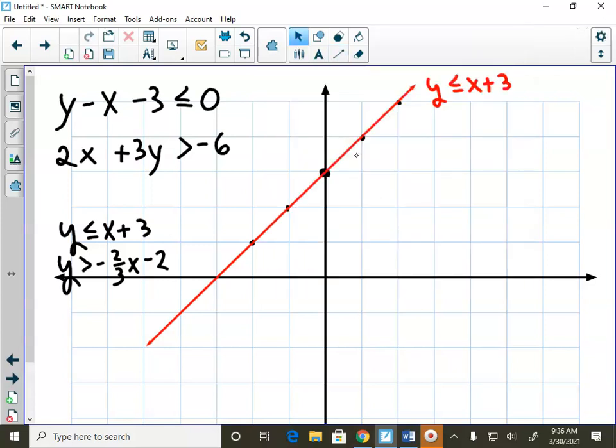So let's get our points going here. We'll start at negative 2, and then we're going to have negative 2/3. So it'll be up 2 to the left 3, up 2 to the left 3, like that, down 2 to the right 3. So that's going to be where that line goes. Let's graph that line.